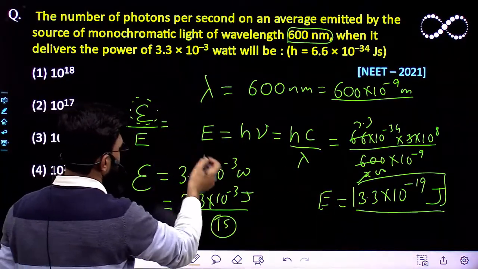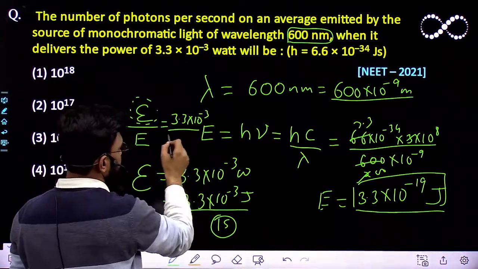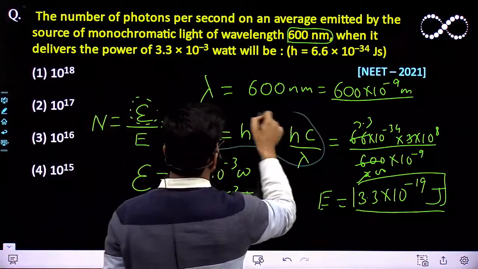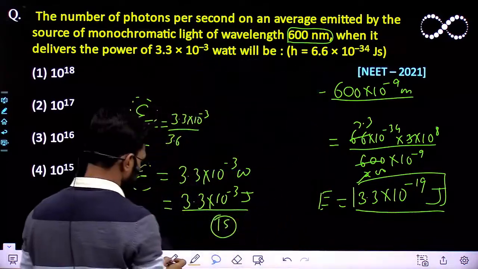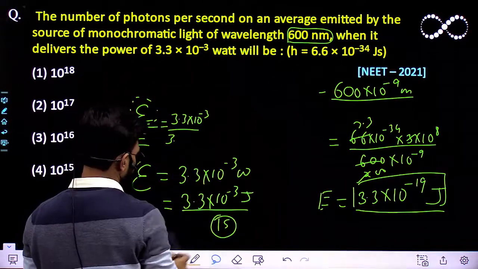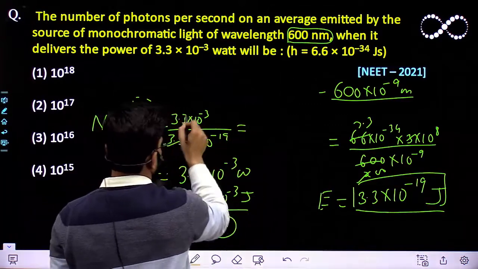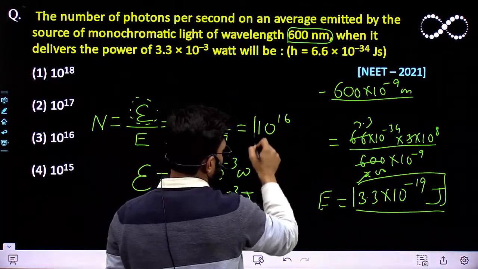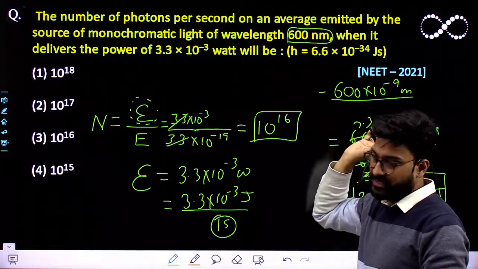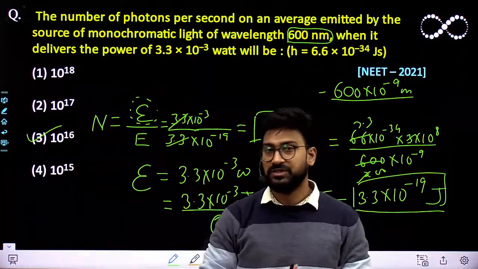So it would be equivalent to 3.3 into 10 to the power minus 3 divided by 3.3 into 10 to the power minus 19. So it would be 10 to the power 16. This is the number of photons emitted per second by this monochromatic source of light. So the answer would be the third option. I hope this question is clear to everyone. Thank you.